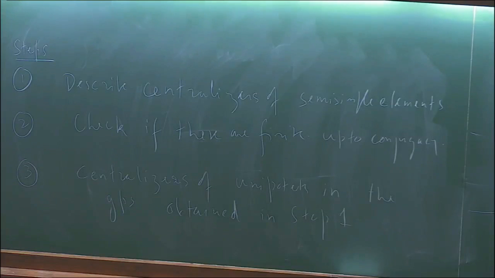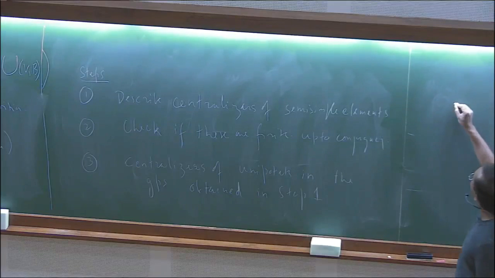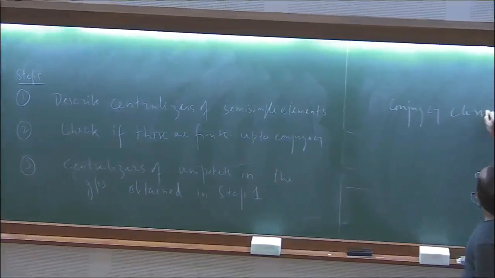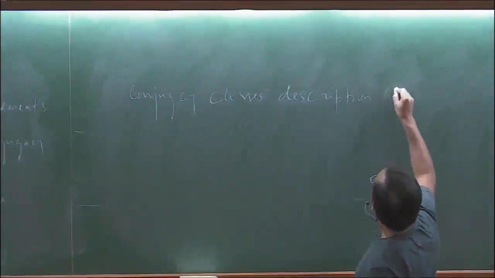There has been a lot of work in computing conjugacy classes, especially in classical groups. These things have been very well described by many people. We use the parameterization from there, and then we compute centralizers. So first we use the conjugacy classes description in classical groups.